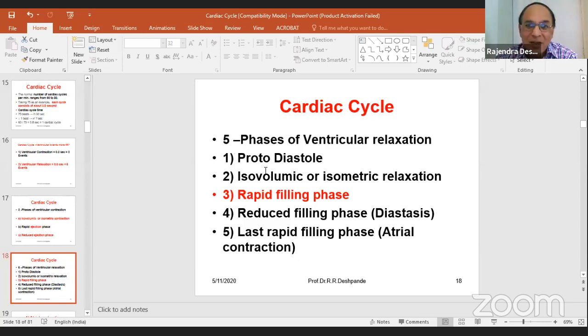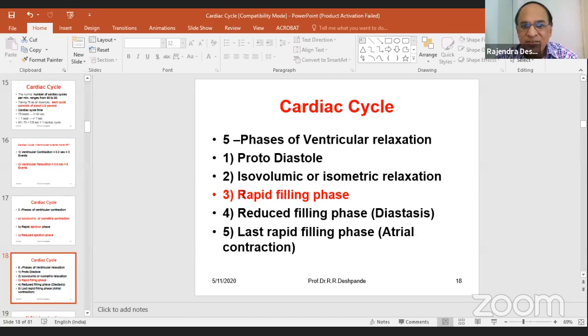So proto is preparation of relaxation. Isovolumic or isometric. Iso means same. Please write down: iso is equal to same. The blood volume is the same and the length of the fiber is the same in that particular phase. For example, just look for one second. Deshpande is not moving. He's the same, not before, not after. Now he is moving. So iso is the same thing that continues for that particular 0.11 seconds of that phase.